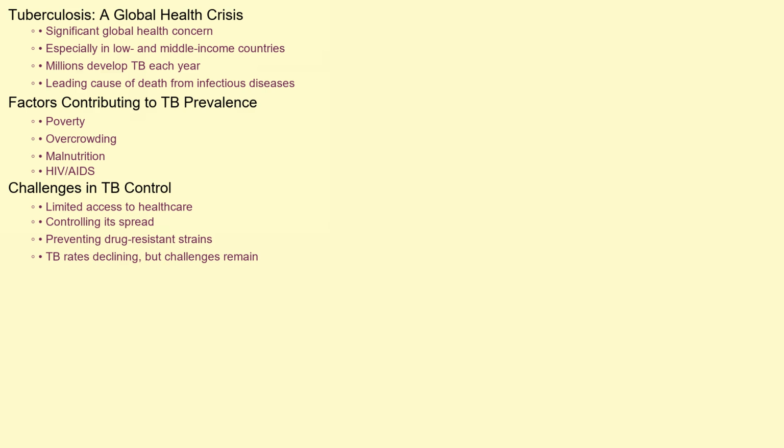Tuberculosis remains a significant global health concern, particularly in low- and middle-income countries. The World Health Organization estimates that millions of people develop TB each year, and it is a leading cause of death from infectious diseases. Factors contributing to its prevalence include poverty, overcrowding, malnutrition, HIV/AIDS, and limited access to health care.